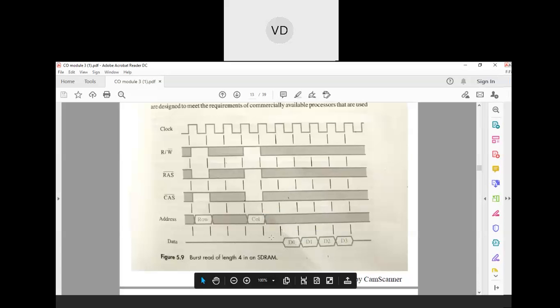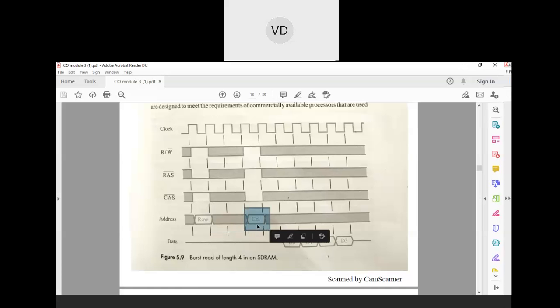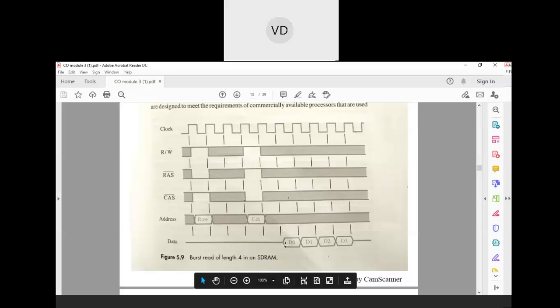So in the first clock cycle, the row address is given. After a delay of 2 clock cycles, the column address is also inserted. After inserting the column address, there is a 1 clock cycle delay. In this delay, using the row address and column address, the first data byte is found. Once the first data byte is found, it is kept on the data line.